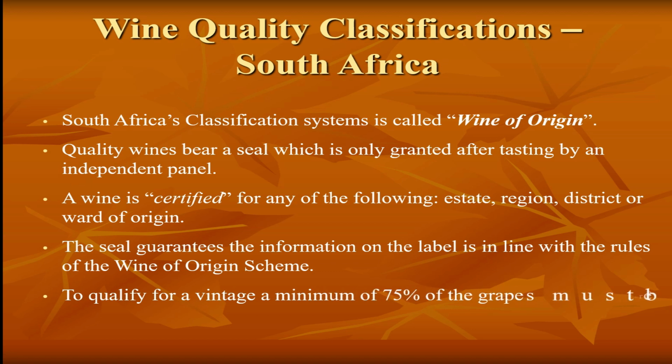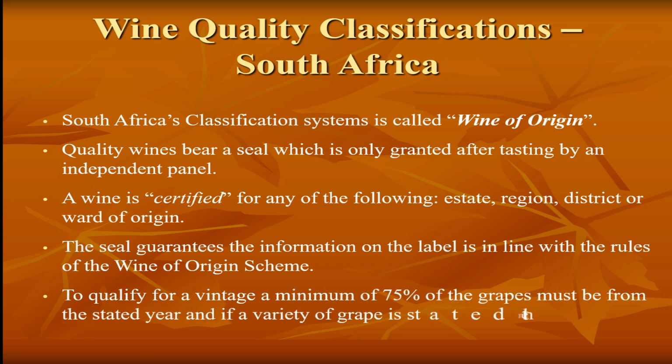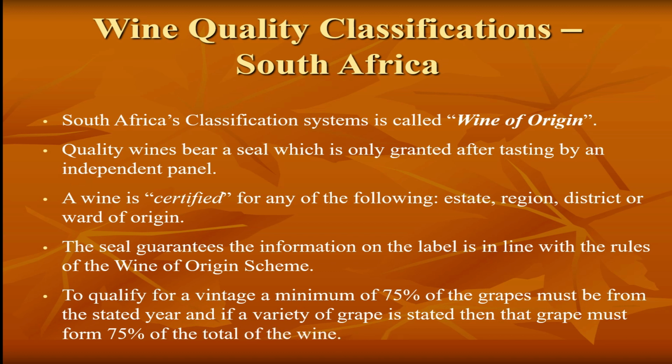To qualify for a vintage, a minimum of 75% of the grapes must be from the stated year, and if a variety of grape is stated, then that grape must form 75% of the total of the wine.